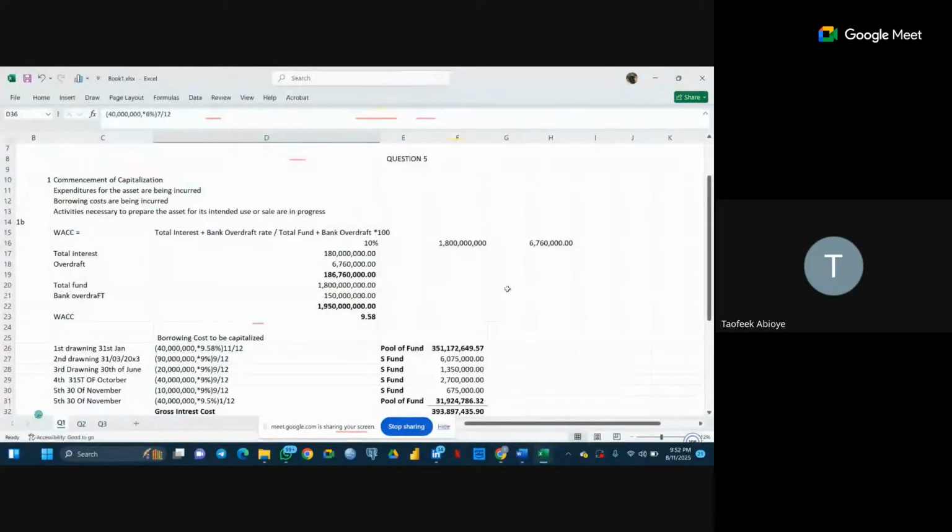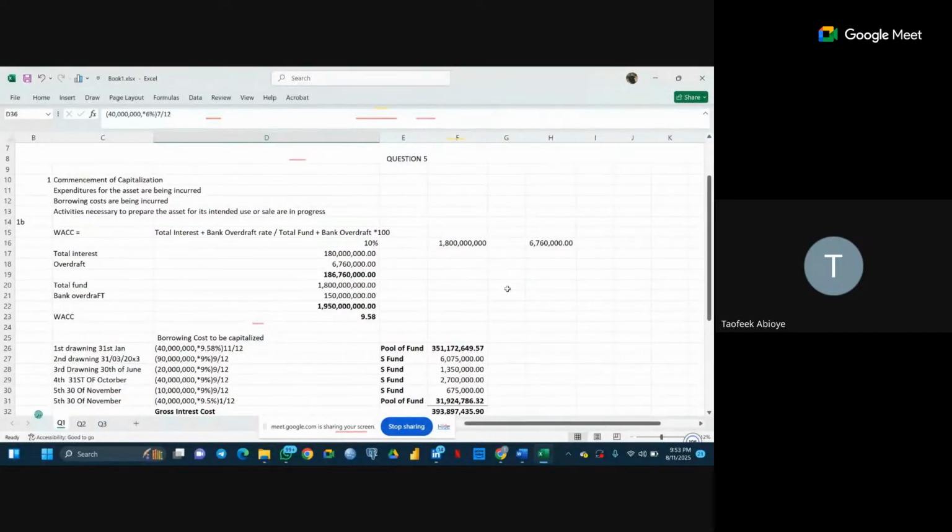So we have the solution here in my notes. I've sent the solution to the class, but for the purpose of those who are just joining us, I'm going to resend the solution again. So this is the solution. We have the commencement of the capitalization, expenditure for assets having been incurred. Okay, I'm trying to solve the A part here. We have it in our notes already. So now the B part.